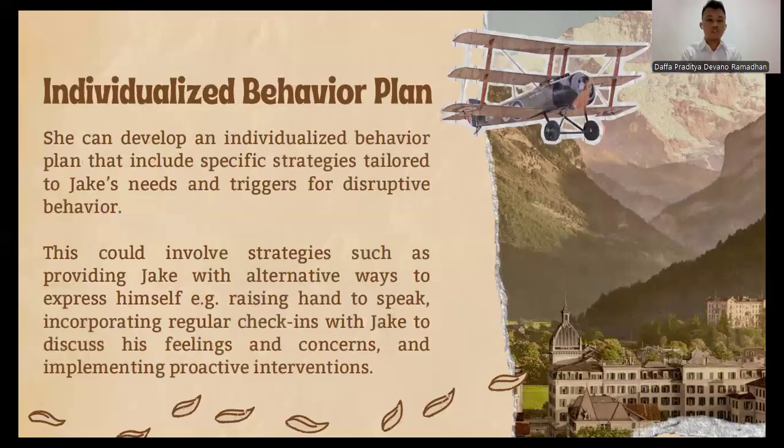Next one is the individualized behavior plan. She can develop an individualized behavior plan that includes specific strategies tailored to Jack's needs and triggers for disruptive behavior. This could involve strategies such as providing Jack with alternative ways to express himself, for example raising his hand to speak, incorporating regular check-ins with Jack to discuss his feelings and concerns, and implementing proactive intervention.